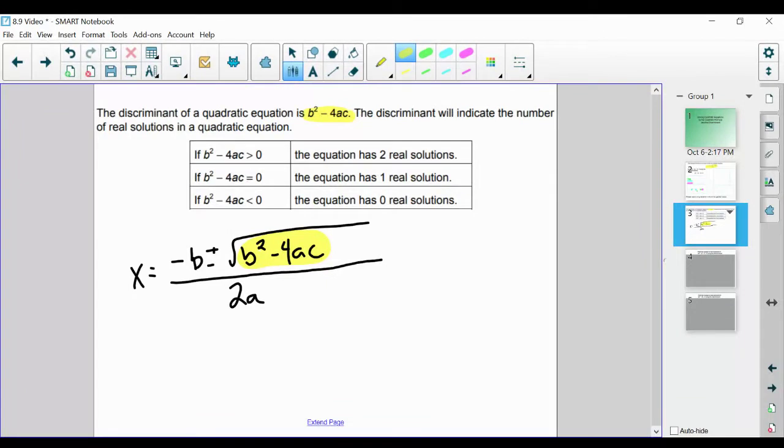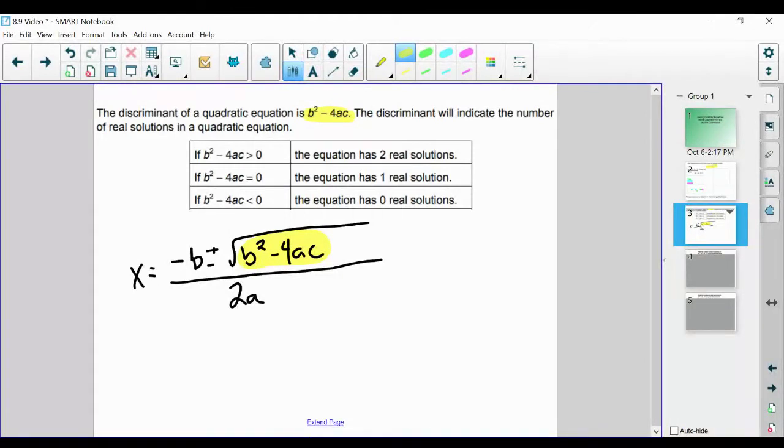So when we have square roots, we have 3 possible answers. If the value underneath the square root, our discriminant, is greater than 0, then that equation is going to have 2 real solutions. If our discriminant is equal to 0, it's going to have one real solution. And if our discriminant is less than 0, it's going to have no real solutions, because in our case, we cannot have a negative inside of our radical. That's why we have 0 real solutions if that occurs.